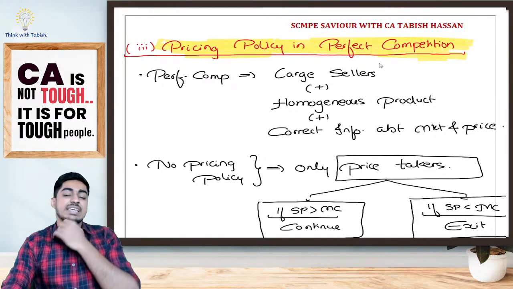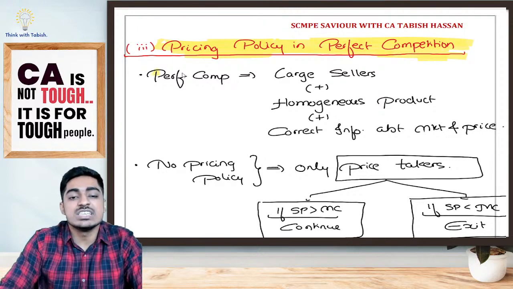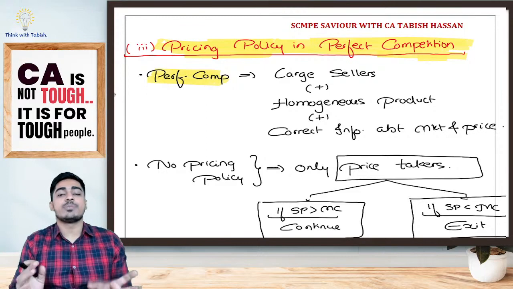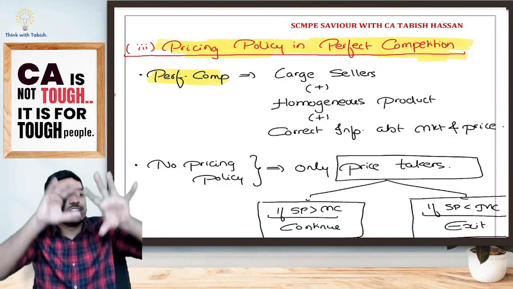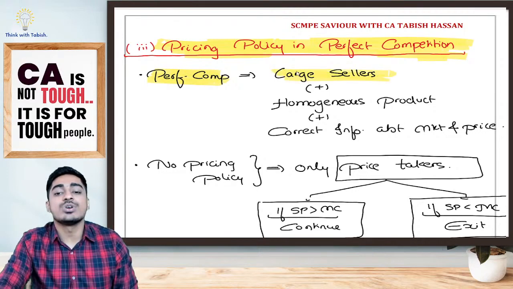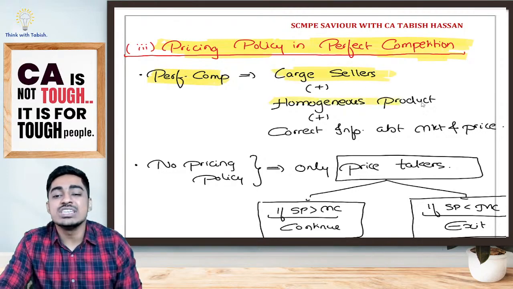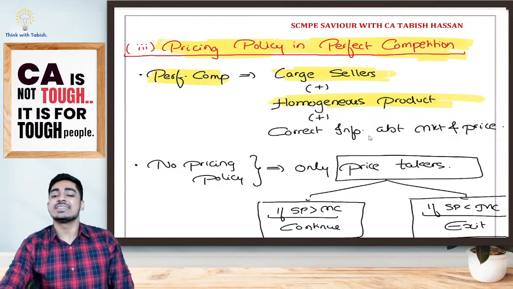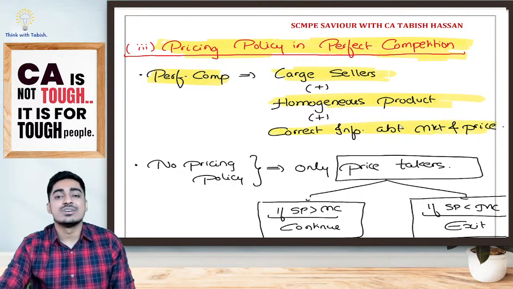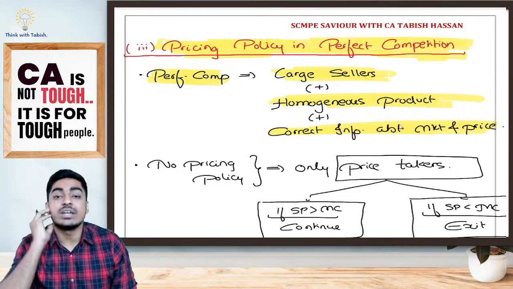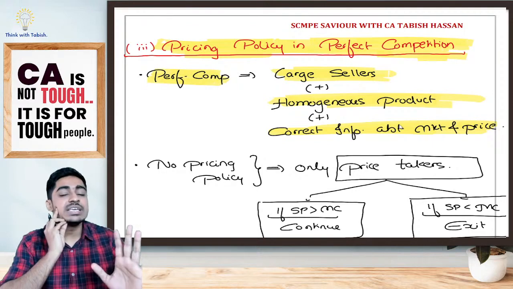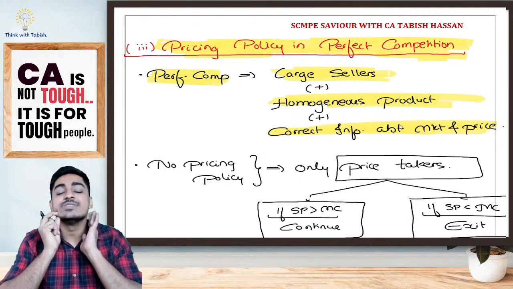Wherein we have told what perfect competition is. What are its peculiar features? There will be a large number of sellers. Too many people are selling the goods. They are selling a homogeneous product, the same product. And correct information is available about the market and price. So they cannot take any advantage of market inefficiency. Everybody knows how big the market is, how many units we are selling, and what price we are selling at.